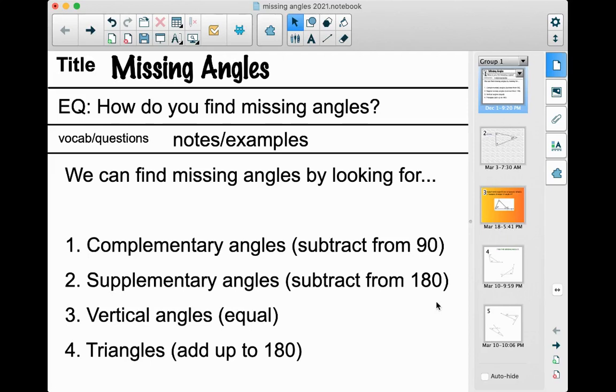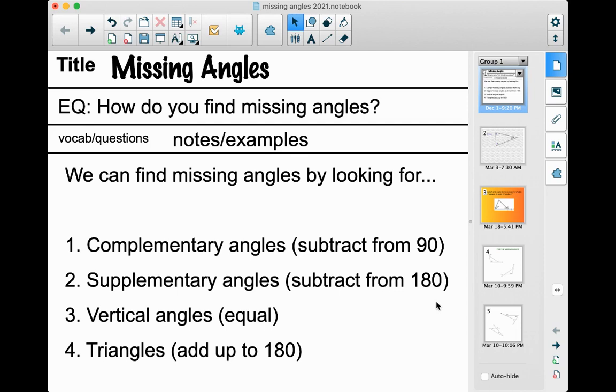Good morning, everybody. Today we get to be detectives. So we're going to continue our exploration of angles by looking at some pictures and using what we know to figure out what's missing, following the clues, sometimes through multiple steps to get to the answer.